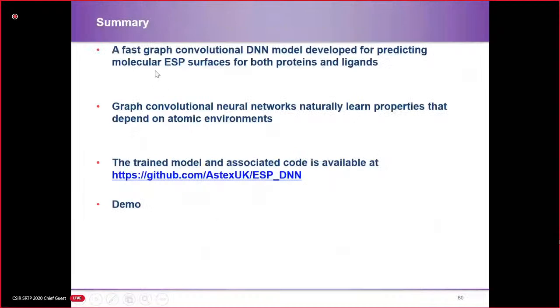And a summary of this work. This was a very, very fast graph convolutional neural network. As I said, you can do 10 examples in less than a second, and then you can see the surfaces nicely. And again, this whole code is available as a GitHub repository. And I will show you a quick demo of this as well.